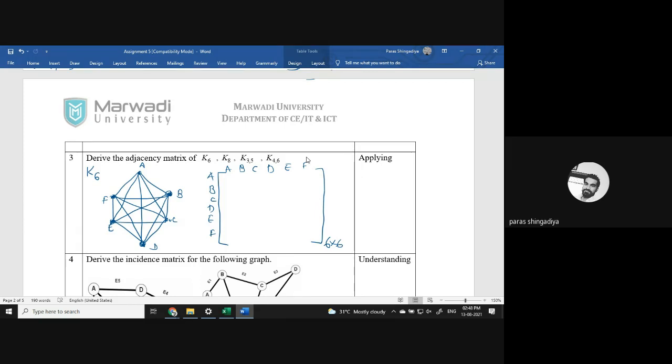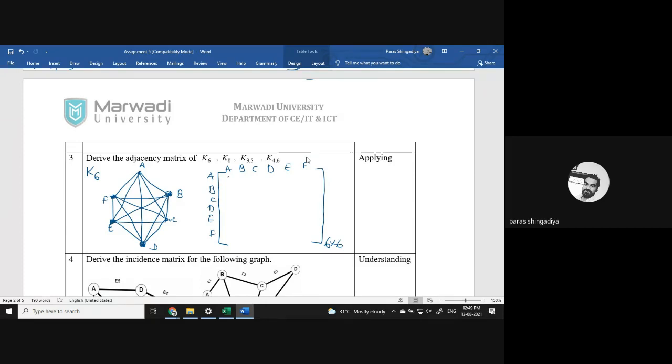देखिए A जो है बाकी पांचों के साथ connected है. Same for B, it is also connected with all the 5. But there is no loop at any vertex. ठीक है? It has no loop at any vertex. कोई भी जगह पे कोई loop नहीं. What does it mean? The principal diagonal will be 0 and the rest of all entries will be 1.